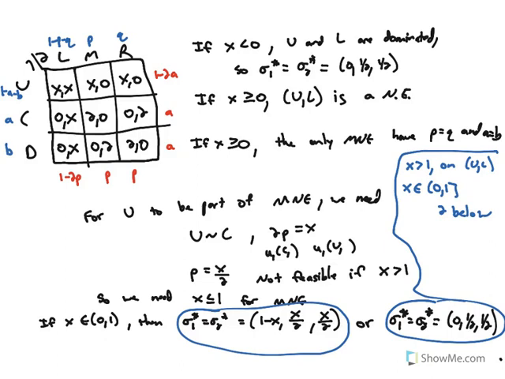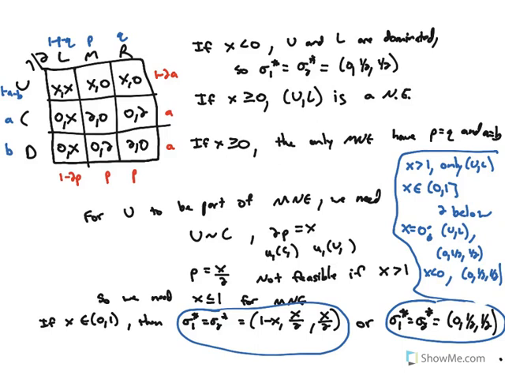Okay? And then when X is equal to 0, we have the UL and the 0, 1 half, 1 half, and when X is less than 0, we only have the 0, 1 half, 1 half. Okay? Just as a summary.